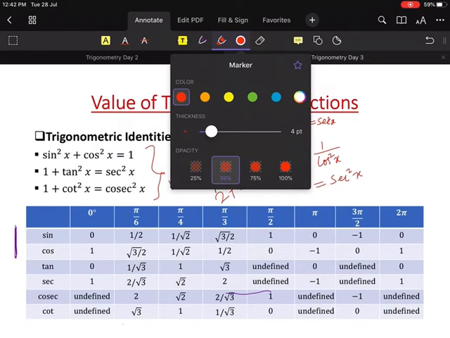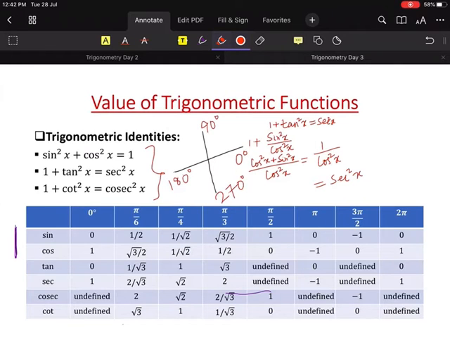Acha. Now let's do the cosec one. Cosec is basically what? Cosec is 1 by sine. So now forget about everything and look at the sine values.